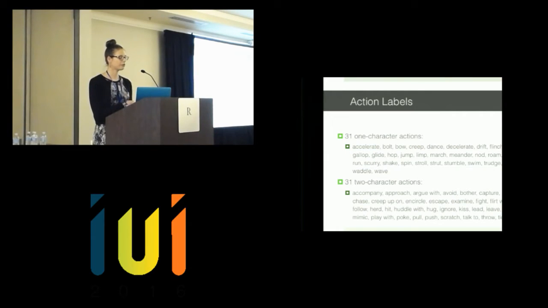You can look at the paper for more details about how we came up with the action labels for these animations. Ultimately, we distinguish between actions performed by a single character and actions involving 2 characters. The final label set includes 31 one-character actions and 31 two-character actions. And this is far more labels than any previous work related to abstract motion perception has considered.